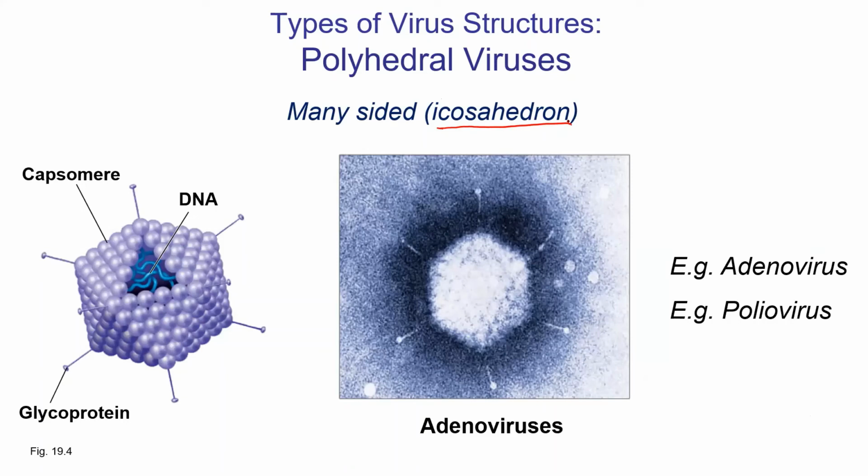You can see this one has a few little spike proteins growing off the side. This is actually a really big class of viruses that look just like this. You can see some examples of adenoviruses, some of which cause the cold as well, and poliovirus, which causes polio.